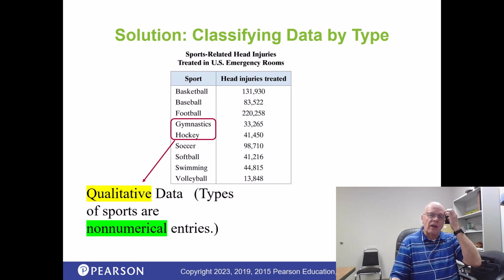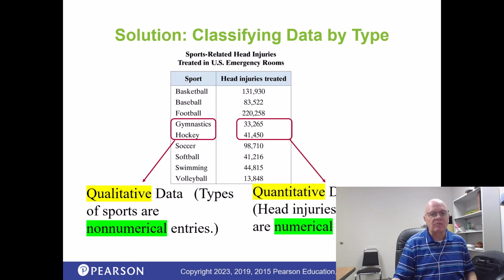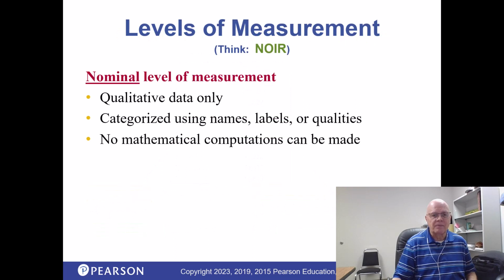Now we'll get to the levels of measurement. Remember, N-O-I-R, and we'll take them in that order. One thing to remember is that order is important because the nominal level is not the most helpful. You can't do any computations. You can only categorize using names, quantities or labels. Qualitative only, no numbers.